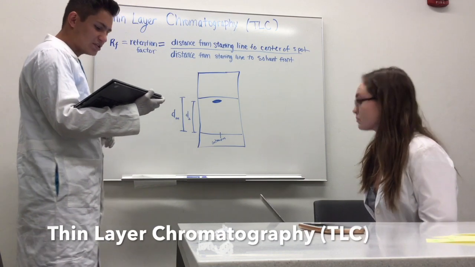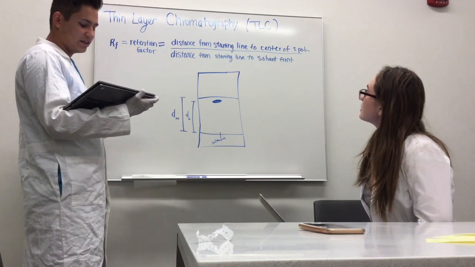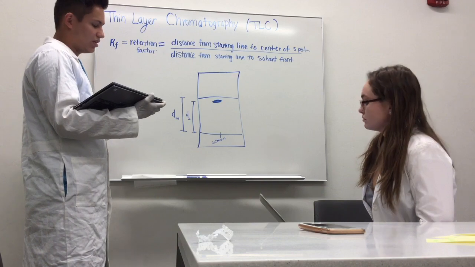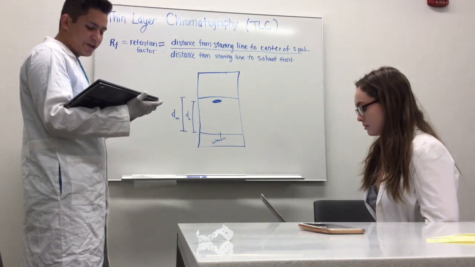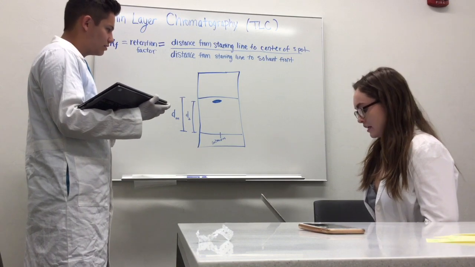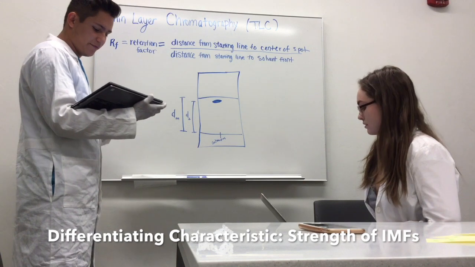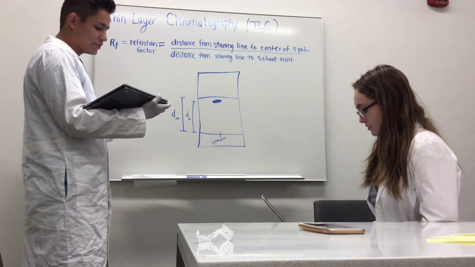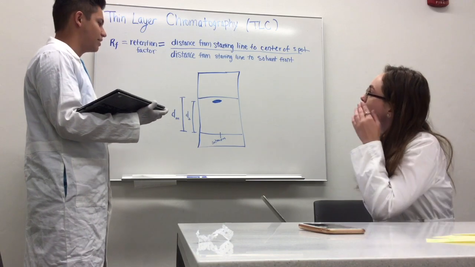First, we use thin layer chromatography to determine how many substances are in the mixture. Compounds are separated on a thin layer of absorbent material such as silica gel on a glass plate. This is known as the stationary phase. The strength of the intermolecular forces, or IMFs, meaning the forces between molecules, which is the differentiating characteristic for this experiment, will affect how far the solution goes in the plate. If the solution is more attracted to the stationary phase, it will not move up the plate as far.